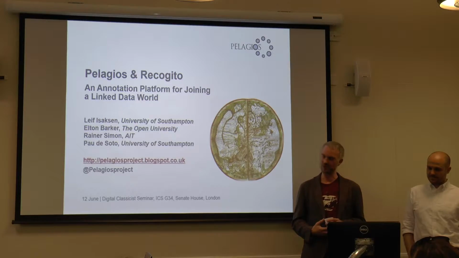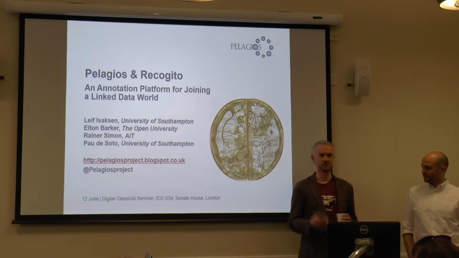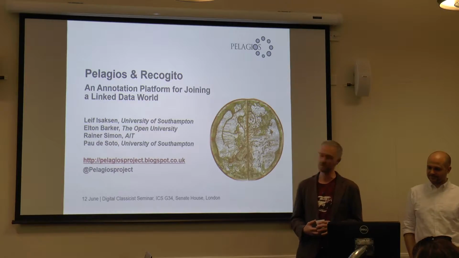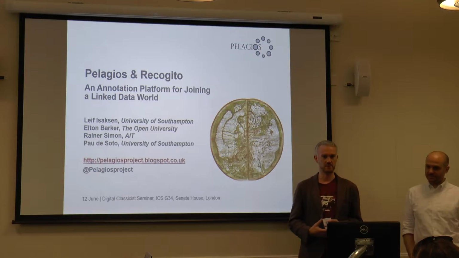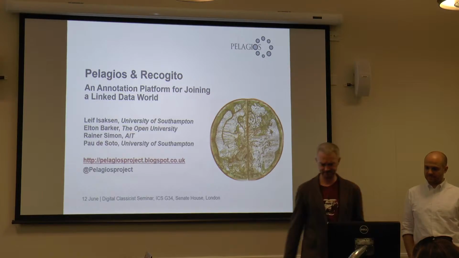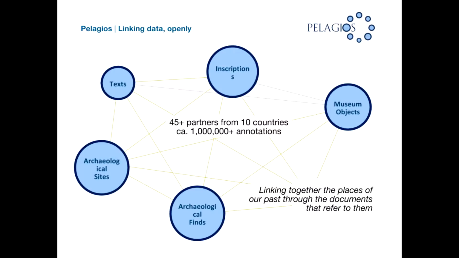And of course, from the outset, we should say that this collaboration is not just us two, but there are a couple of other important people: Rainer Simon of the Austrian Institute of Technology, Vienna, and Soto from Southampton. And as you'll also see, there are lots of partners. So Pelagios is very much, again, a collaborative project. But to start with, what do we mean by Pelagios?